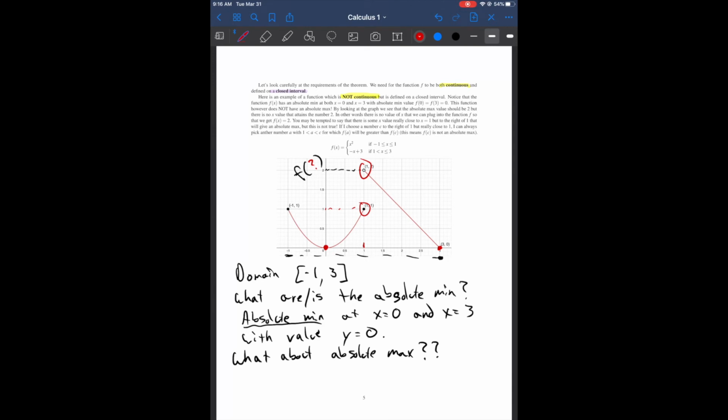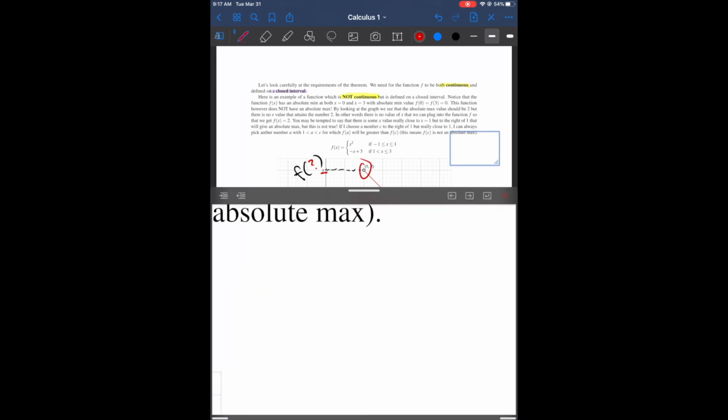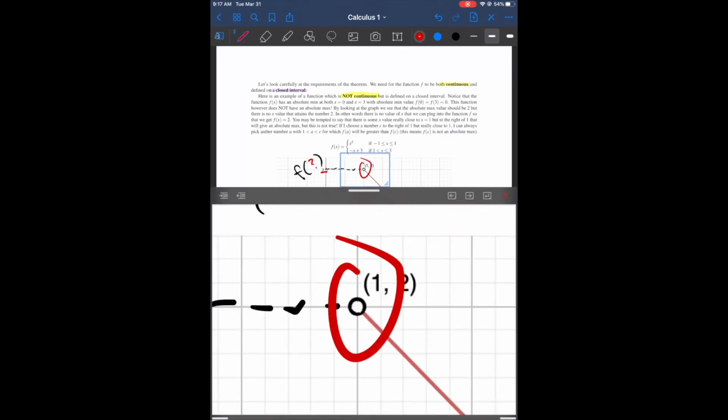Okay, so that is where we run into a problem, right? Because of this discontinuity, there's no x value that I can plug in that's going to give me a y value of 2, and that's really where the absolute maximum value should be. Okay, so you might think to yourself also, what happens if I just plugged in something that was very, very close to here? Okay, so something very, very close to x equals 1.